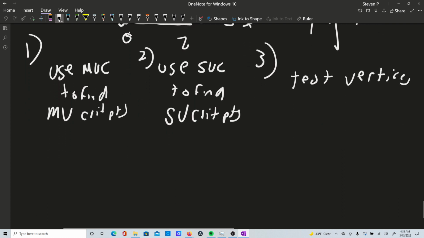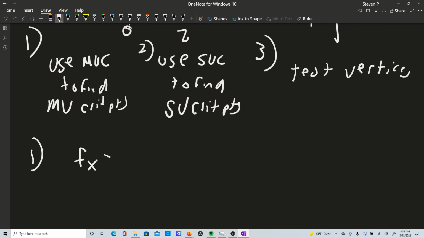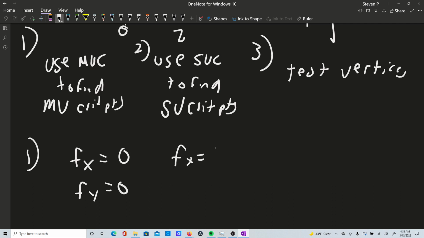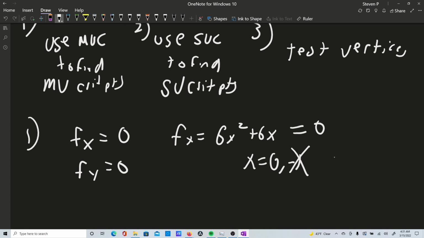Okay, so for part 1, we basically do this by saying, okay, fx is equal to 0 and fy is equal to 0, and then figure out what those are. I think fx turns into 6x squared plus 6x. And you set that equal to 0, so x is either equal to 0 or negative 1. But negative 1 is not in our domain, so ignore it. And y is equal to anything.